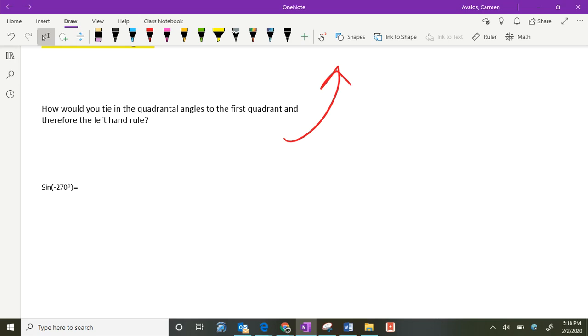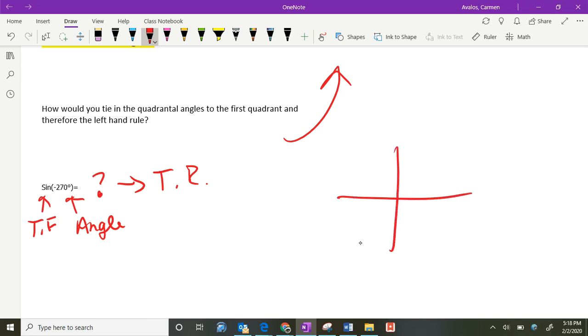The main thing you need to know is that we have a trig function right there. So this here is your trig function. This here is your angle. So the only thing that's missing right there is the trig ratio. And this here is a negative angle, so we're going in the negative direction. We're going to start at the standard position and we're going -270, so we're going all the way over here. This here is -270 degrees, which ends up being also a quadrantal angle. This ordered pair is going to be 1, 0.